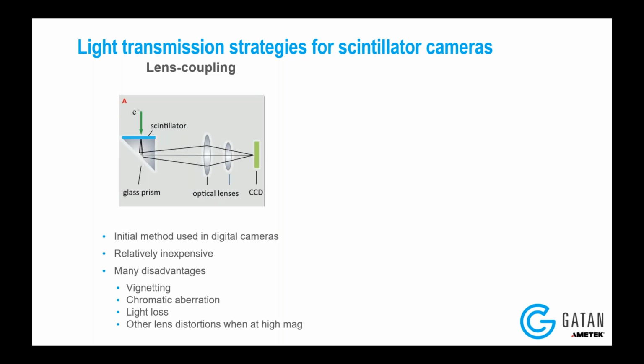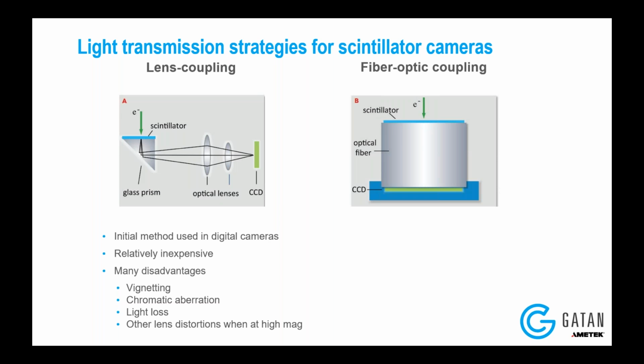Now, this was a relatively inexpensive way of having this light coupling between the scintillator and the sensor, but it has all the disadvantages that come from using a lens to focus light. So you can get vignetting in your image, you introduce aberrations like chromatic aberration that comes from having the lens. There can be light loss and other distortions that happen in the image, especially when you're at high magnifications.